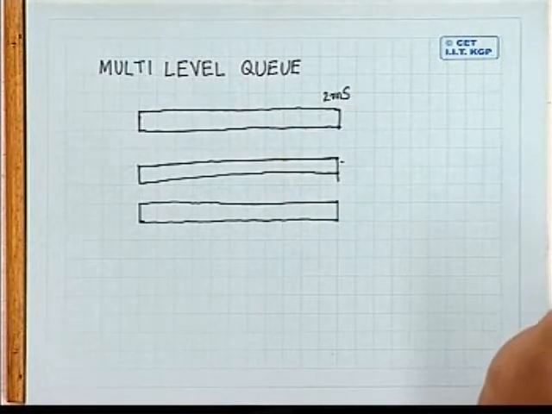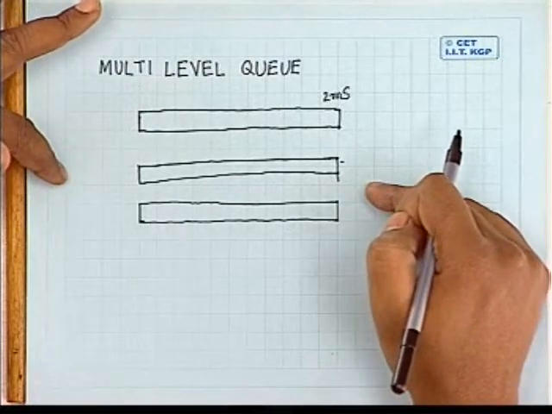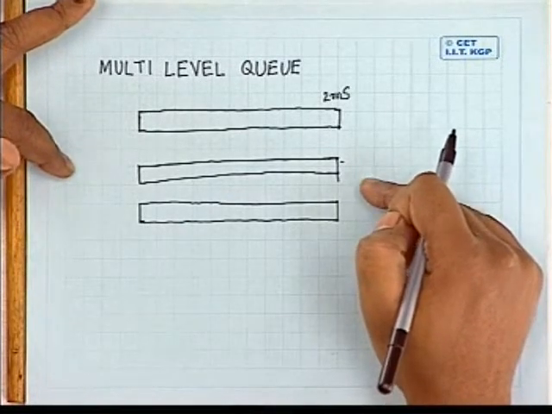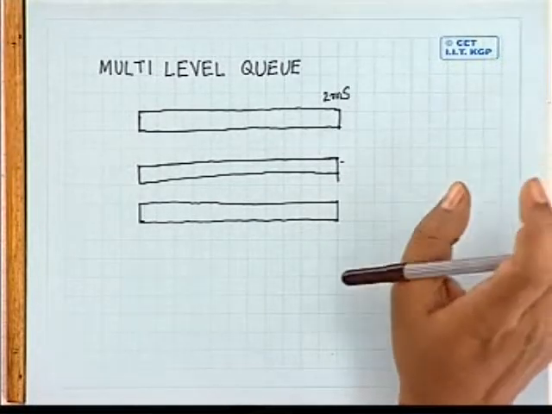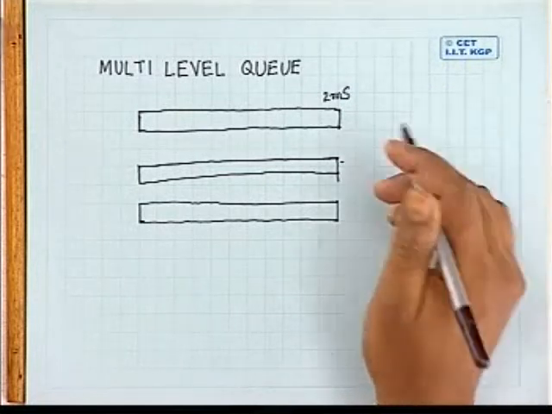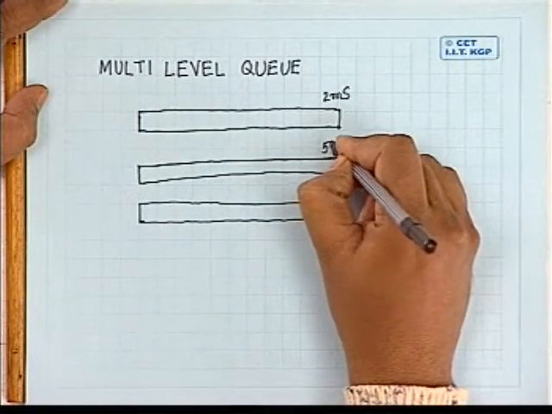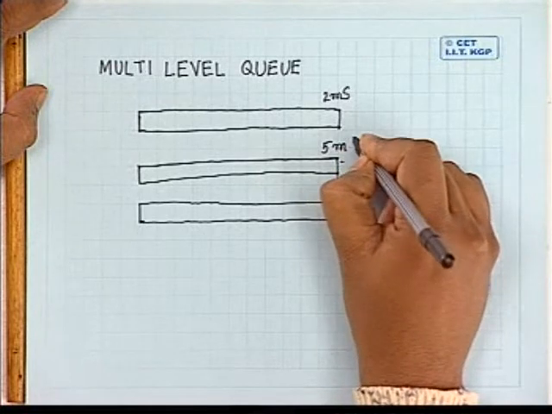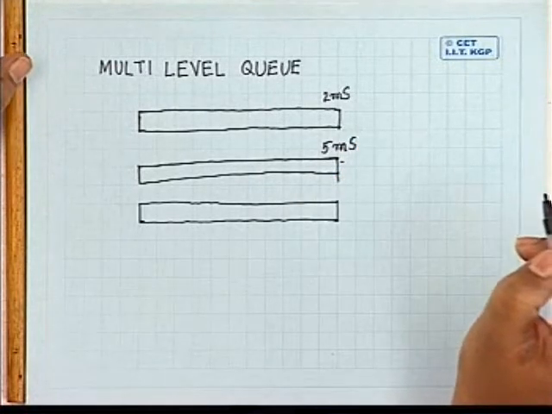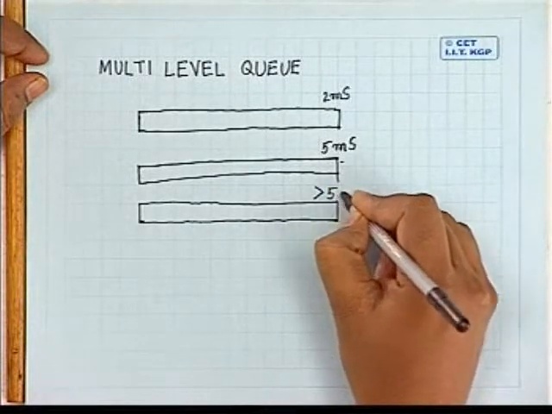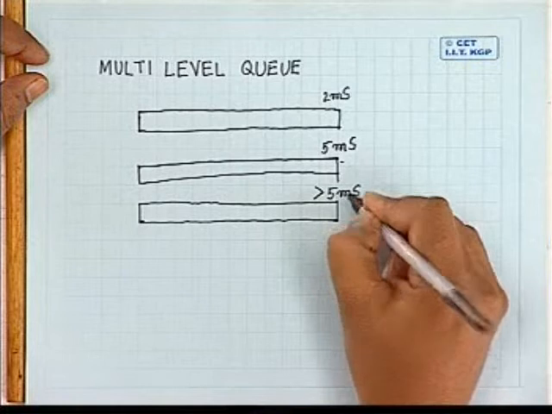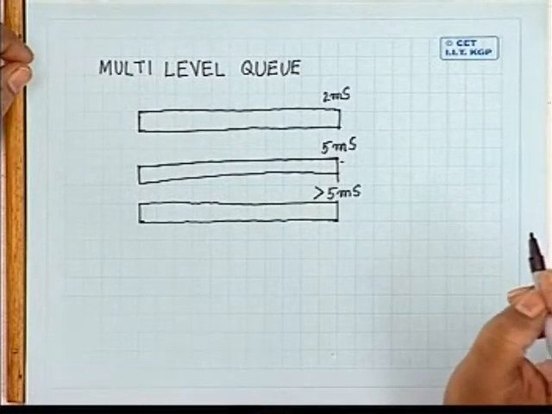The second ready queue may contain the jobs whose CPU burst requirement is greater than 2 milliseconds but less than or equal to 5 milliseconds. And the third may contain the jobs whose CPU time requirement, or burst duration, is greater than 5 milliseconds.